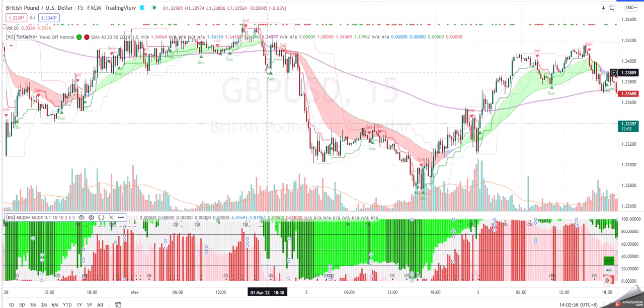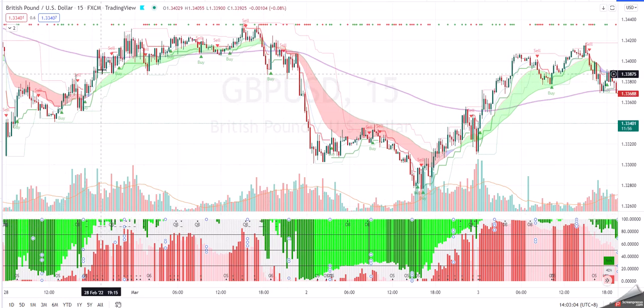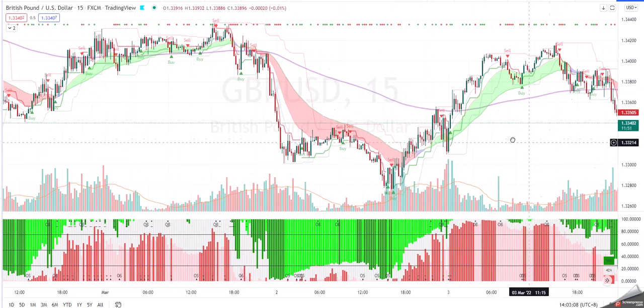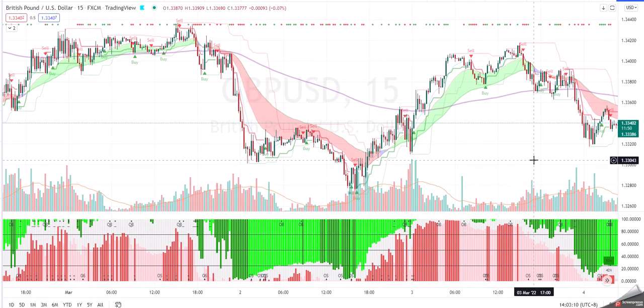So you see, when it comes down, it can detect pretty fast. The price movement, it can detect pretty fast for GBP USD.